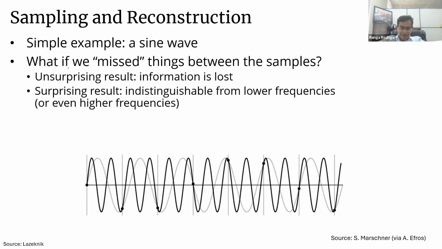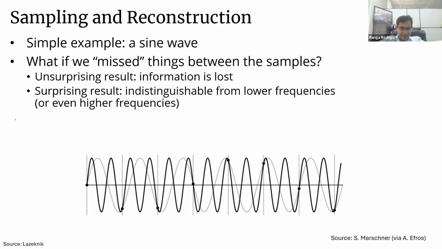And what if we missed things between the samples? Unsurprising result, information is lost. Surprising result, indistinguishable from lower frequencies. What this means is this.